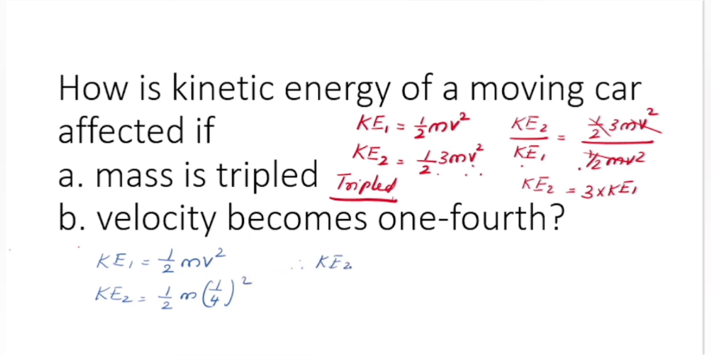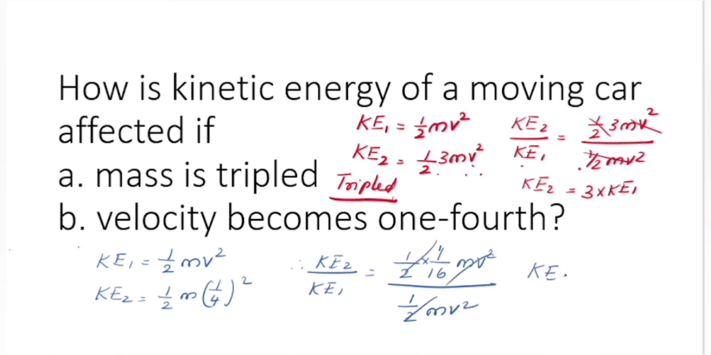So if you solve for the ratio of second kinetic energy to first kinetic energy, you get half into m into 1 by 16 v square upon half mv square. Again, half mv square is the common factor. So the kinetic energy in the second case is the first case divided by 16 times. That means a 16 times decrease is observed in the kinetic energy.